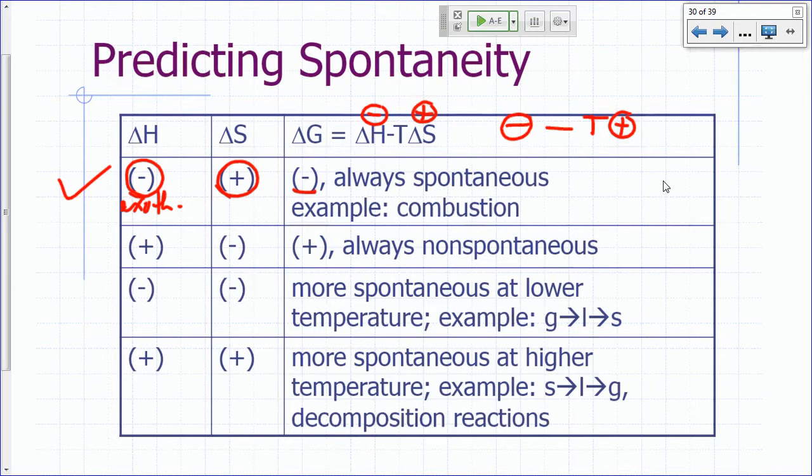What happens if it's the other way around? If you have an endothermic reaction, delta H is positive, and delta S happens to be negative, it's the opposite, then delta G in that case will be positive. That reaction will always be non-spontaneous. Now, what about negative and negative?